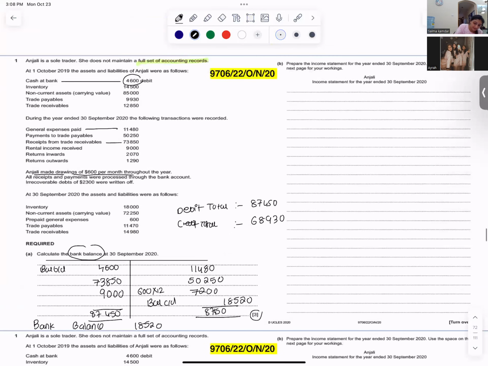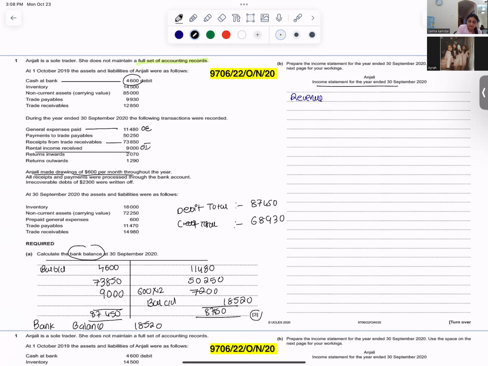Now what do they want you to prepare? Income statement. Are you with me? Income statement always starts with revenue. What does it start with? Revenue. Now check. Let's see the things that are related to the income statement. General expenses will be what? Other expenses. Rental income received, what will this be? This will be other income.